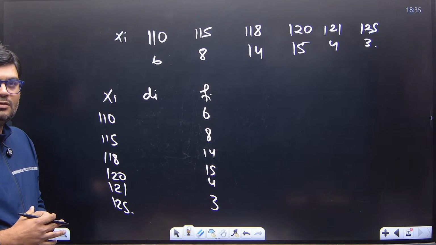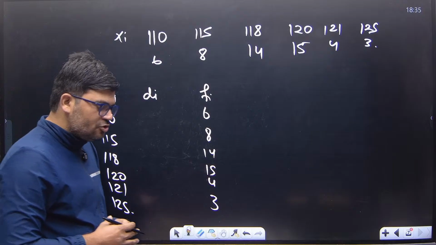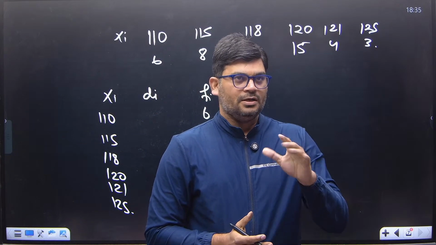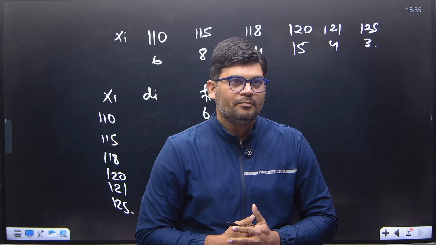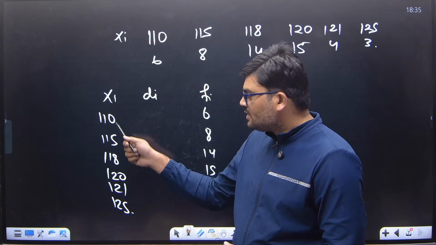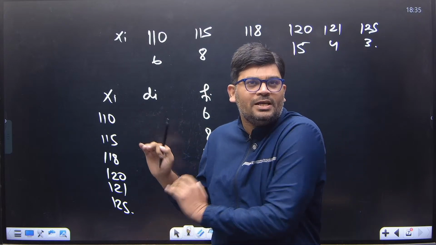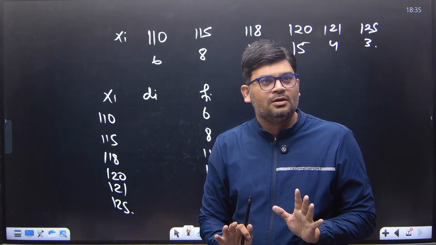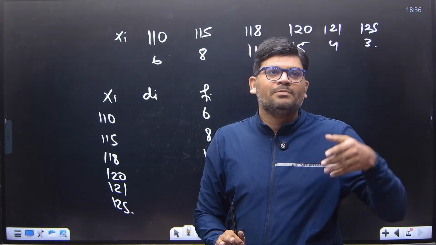I don't understand what you mean by assumed mean. Assumed mean. Suppose you are calculating the mean. Out of all these numbers, the mean will come between these numbers only. The mean will come from 110 to 125 only. So you can assume something from your own mind.